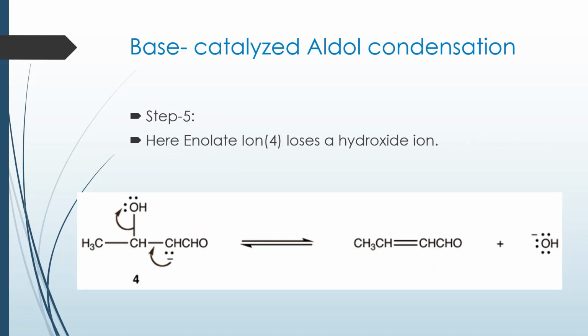This is step 5. Here enolate ion 4 loses a hydroxide ion. This is an enolate ion which we have got in step 4. The negative charge will shift here so as to produce the double bond, and when there is a double bond the valency of this carbon atom gets disturbed, so that this OH negative leaves. So in the last steps, that is step 4 and 5, this corresponds to the dehydration, that is removal of water molecule, and it will produce a final product, that is alpha beta unsaturated aldehyde.